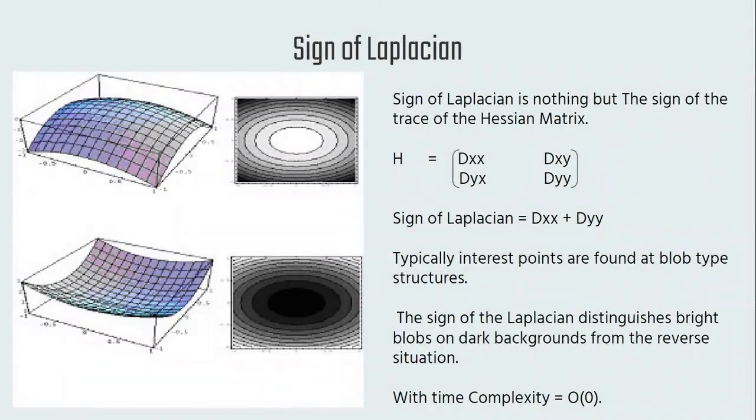For fast indexing during the matching stage, the sign of the Laplacian, that is the trace of the Hessian matrix, for the underlying interest point is also included. Typically, the interest points are found at blob-type structures. The sign of the Laplacian distinguishes bright blobs on dark backgrounds from the reverse situation. This feature is available at no extra computational cost, as it was already computed during the detection phase. In the matching stage, we only compare features if they have the same type of contrast. Hence, this minimal information allows for faster matching and gives a slight increase in performance.